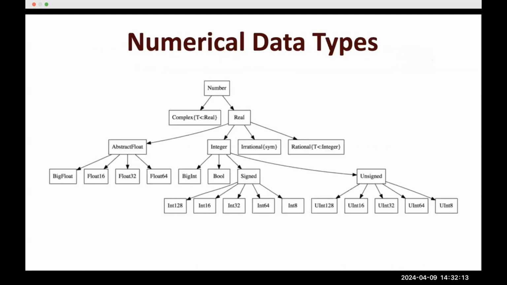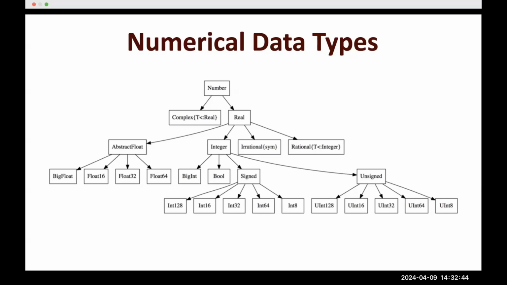For numerical data types in Julia, we started with real numbers. Then you have complex numbers, made of two real numbers put together: a real part and an imaginary part. For real numbers, you have abstract float, integer, and rational numbers. And a rational number here is the fraction.